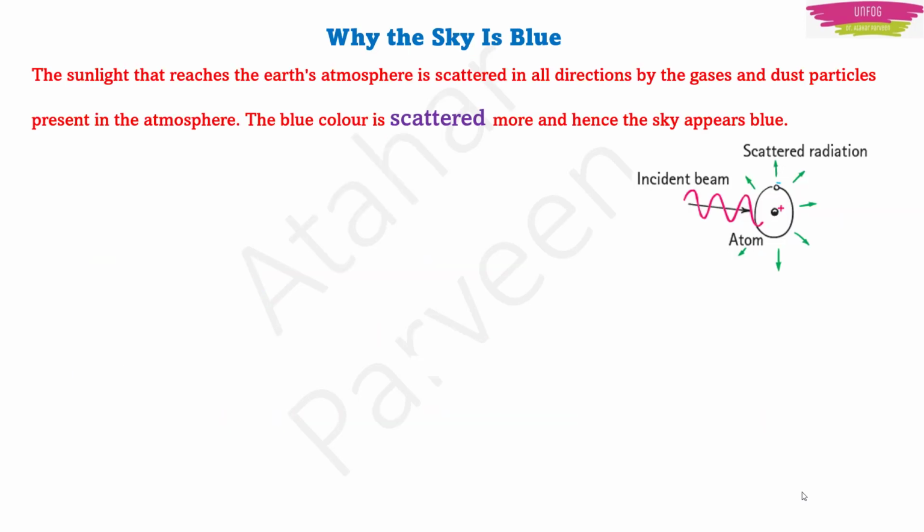Now for similar reasons, the sky is also blue. We can say that the sunlight reaches the Earth's atmosphere and this light is scattered in all directions by the gases and dust particles present in the atmosphere. We know that violet color is scattered more, but we talk about blue more. The blue color is scattered more. That's why we can see that the sky is blue. So if there is a question, why is the sky blue, you have 4 options. In that, scattering should be there. That is the right option.